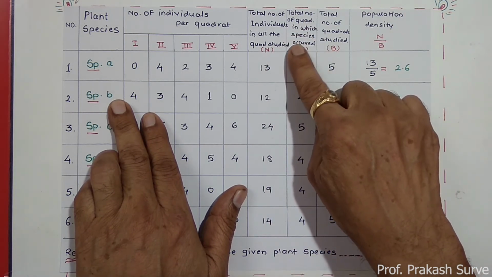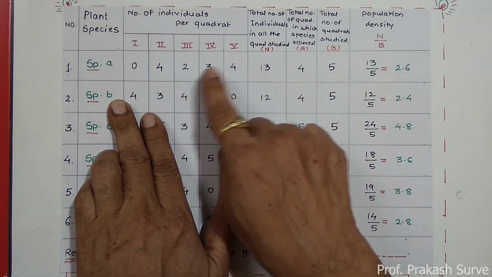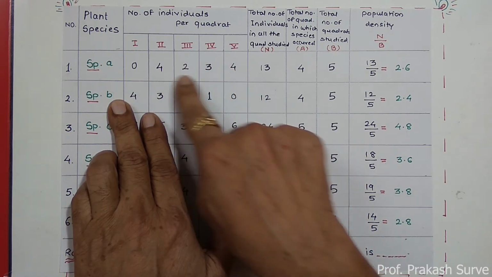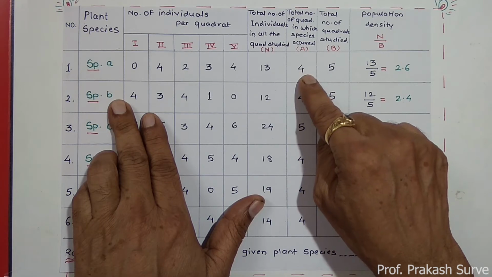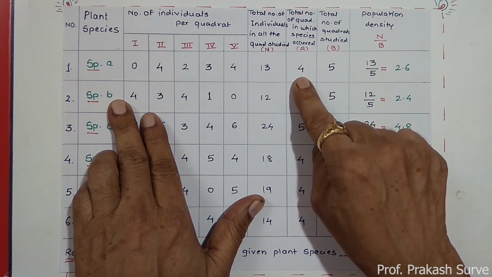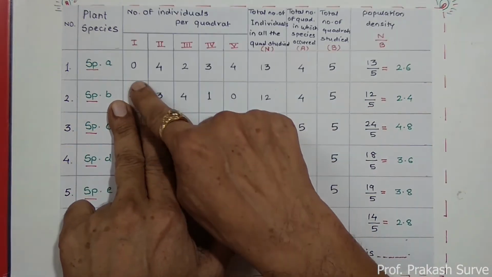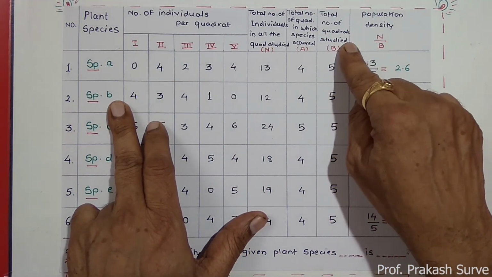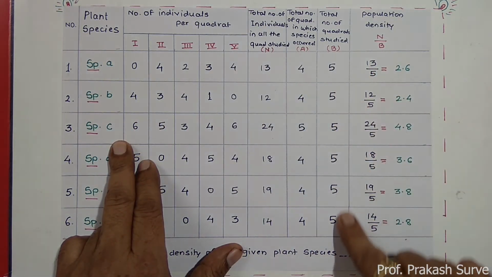Total number of quadrants in which the species occurred. So in how many quadrants did the species occur? In quadrant 1, no species was there, while in the remaining 4 the species occurred. So here the total number of quadrants in which the species occurred is 4. Then the total number of quadrants studied, how many? All 5. So always remember the total number of quadrants studied will be 5 for each species.